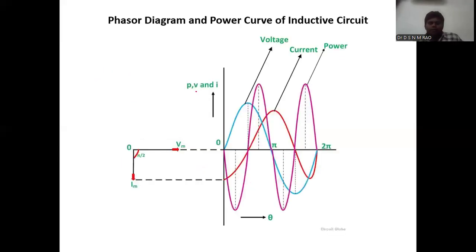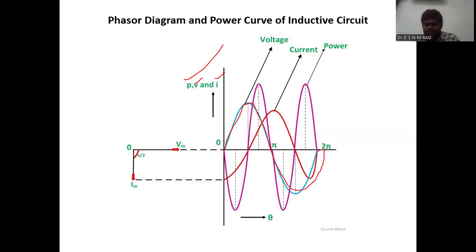So here we can see the voltage signal, as well as the current signal and the power signal. As we know, the voltage signal is always taken as the reference signal, which always starts from 0 and takes 0 to 2 pi radians to complete one cycle.